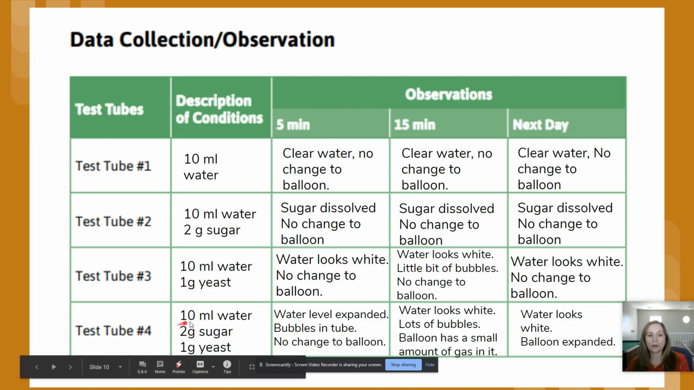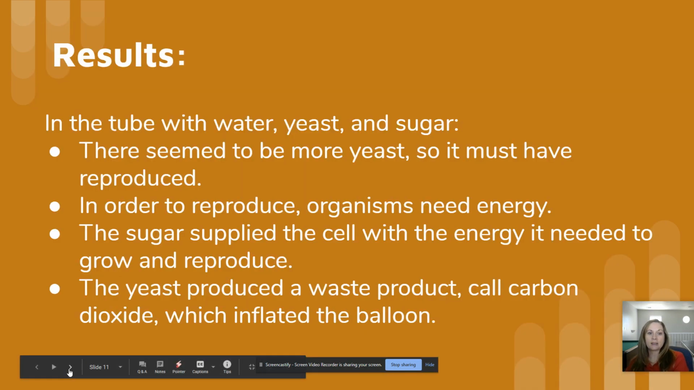In test tube 4, where we had sugar, yeast, and water, that's where we saw the changes. We saw the level of our water expanding. We saw bubbles in the tube. After 15 minutes, we saw lots of bubbles in that tube, and the balloon was getting a little bit of gas in it. After 24 hours, the water just looked white, but that balloon had expanded. The bubbles kind of went away, but the balloon was expanded, so all the gas moved up into the balloon. So in the test tubes with water, yeast, and sugar, this is what was happening.